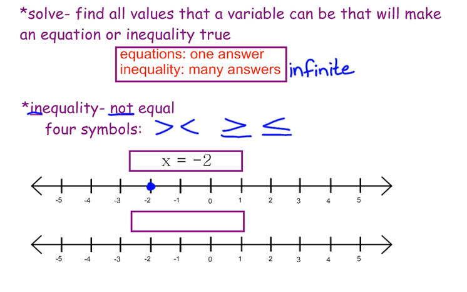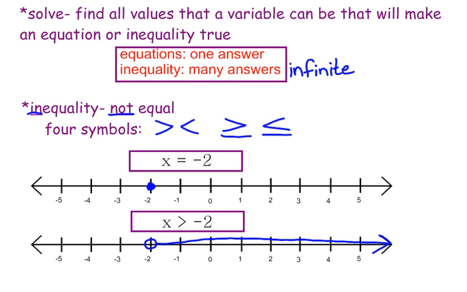So in my first example here, x equals -2, there was only one answer. The only answer is -2. But if I have an inequality like this, x is greater than -2, well, I'm going to put a circle around -2, and since it says x is greater than -2, any number that's greater than -2 all the way to positive infinity, any of those numbers would work.